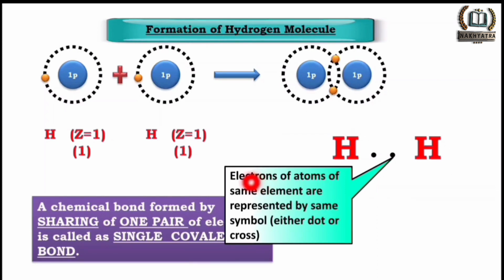And the electrons of atoms of the same element are represented by the same symbol, either dot or cross. So here, the same element, so their electrons will also be represented by the same symbol, either dot or cross.